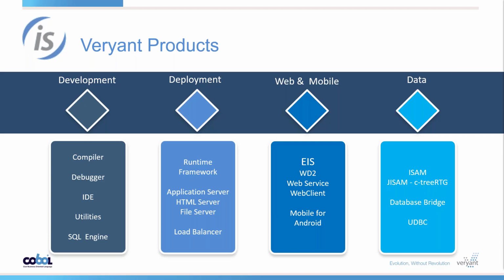For web and mobile, we have the EIS. It's a group of products for web enablement. WebDirect 2 or WD2 maps COBOL UI to JavaScript UI. Web services, SOAP and REST, we're going to cover next week in detail. And web client, which runs on your desktop application from a browser without changing your code.